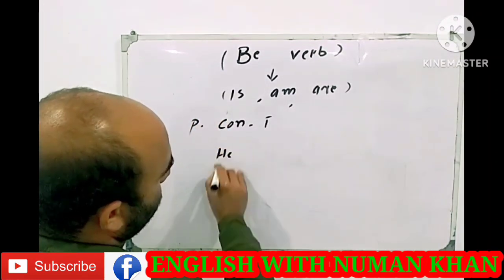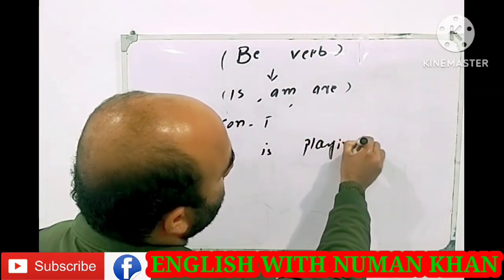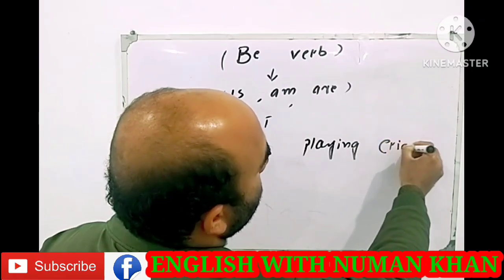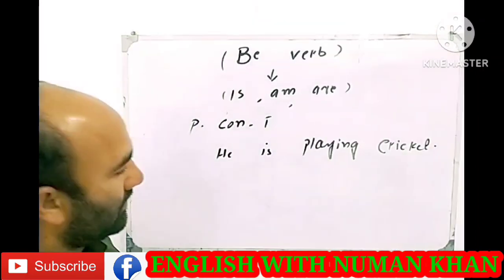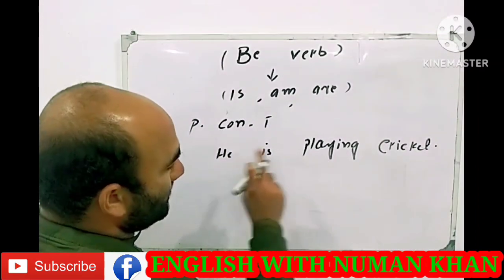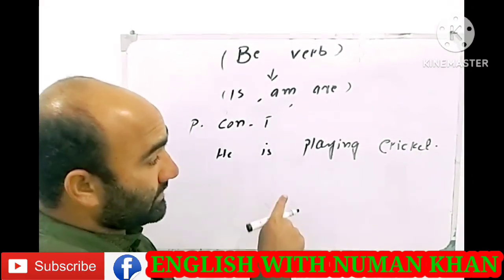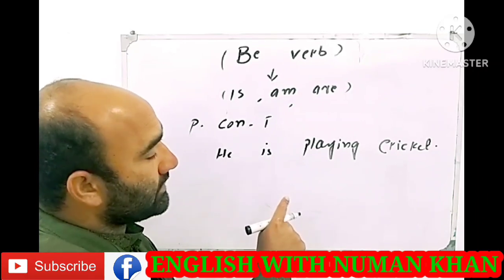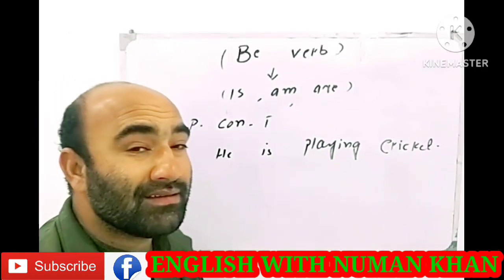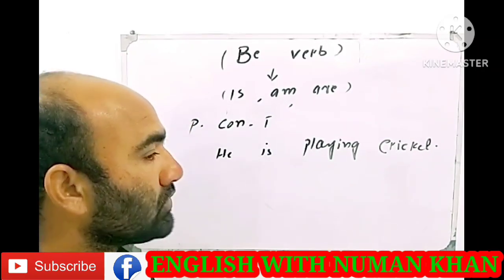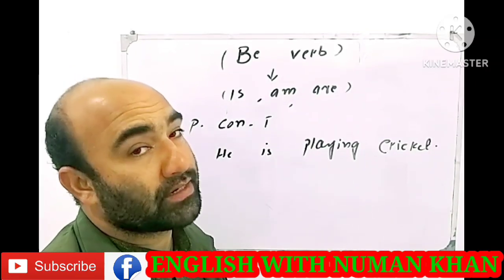Now look at here. He is, simple example, he is playing. He is playing cricket. वो cricket खेल रहा है. He is playing cricket. But here it shows the action. Here it shows what? This sentence. Look at here. This is the sentence which belongs to present continuous tense. He is playing cricket. It shows us that the action is going on. That the action is happening right now.